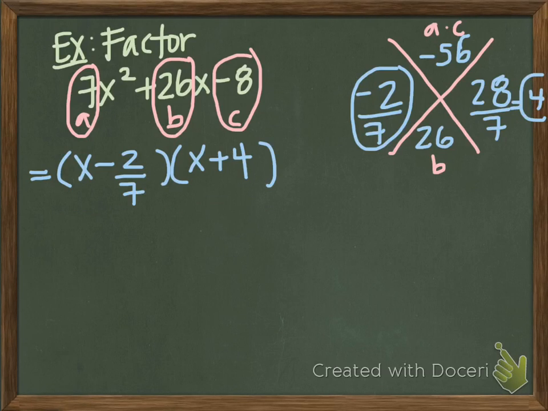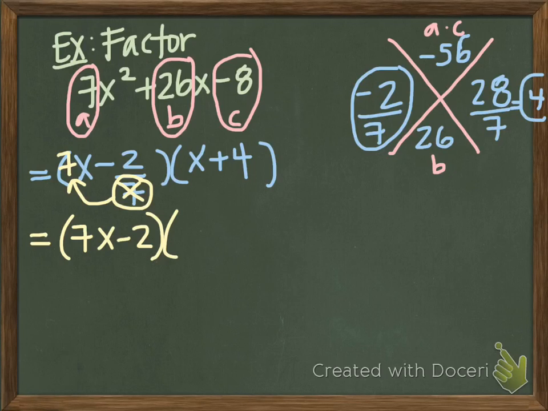Okay. Step 7, if there's a fraction, and yes, we do have a fraction, we are going to take the denominator of that fraction, which is 7, and we're going to move it in front of the x. And then the denominator's gone. So our corrected answer is 7x minus 2 for one binomial, and x plus 4 for the other. In order to determine if this is correct, step 8, we always need to check it.